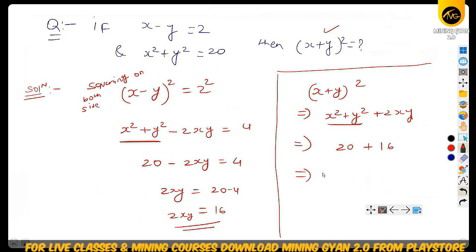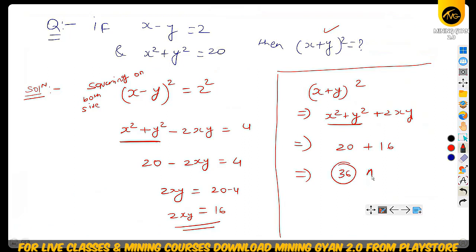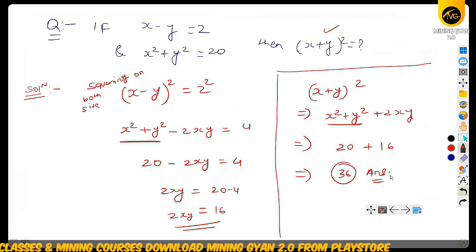Now what will be the answer? 20 plus 16 is equal to 36. So this is the answer of the question. Correct, 36 is the answer.